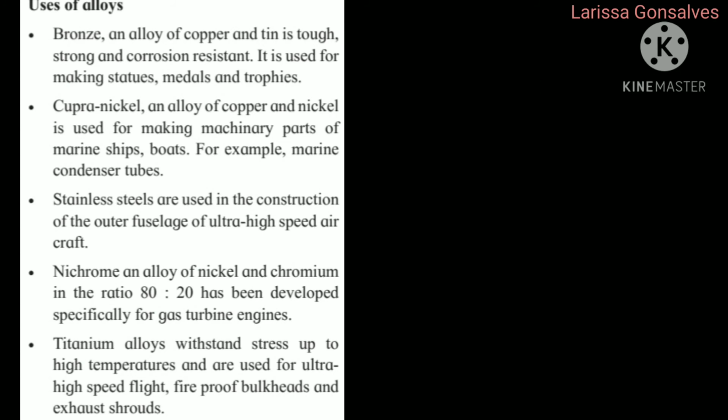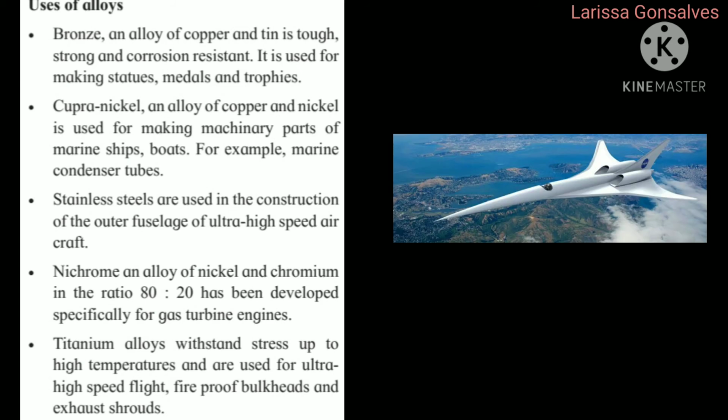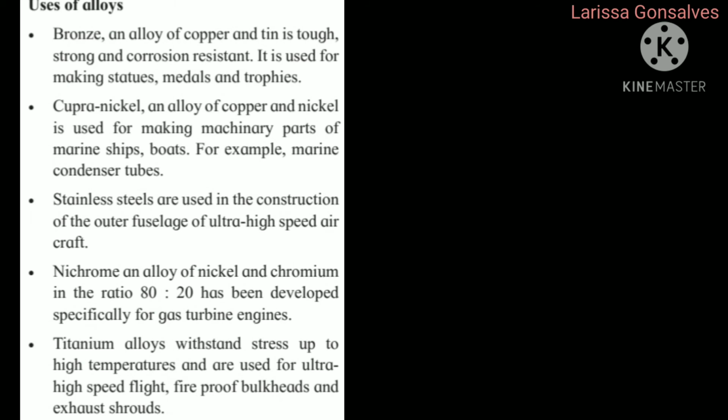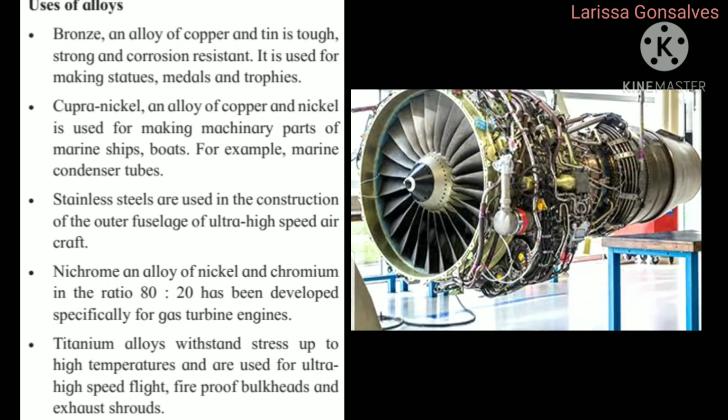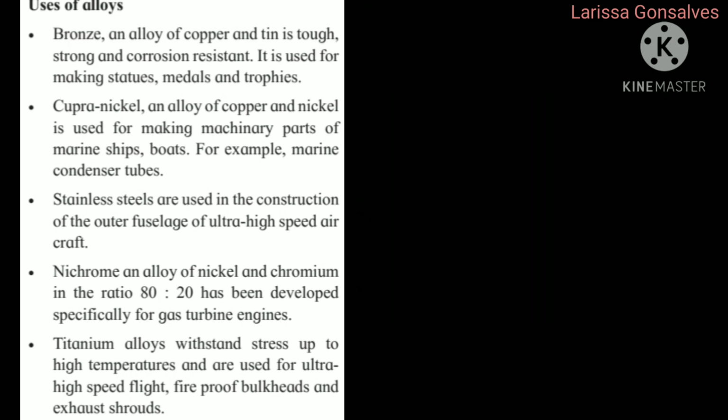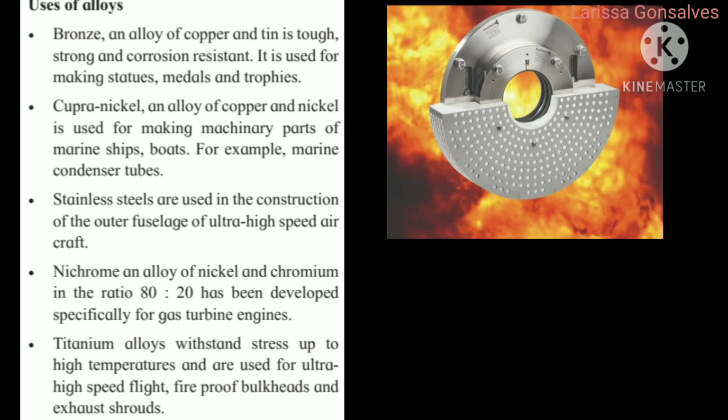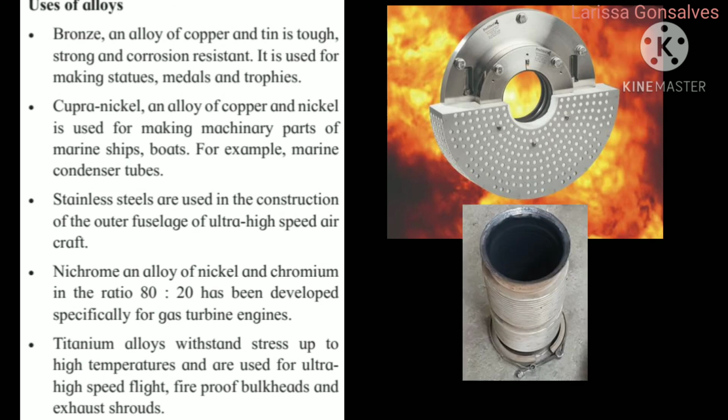Stainless steel is an alloy which is used in the construction of fuselage of ultra-high-speed aircraft. Nichrome is an alloy made up of nickel and chromium, and it is used in gas turbine engines. Titanium alloys can withstand high temperature, and hence it is used in ultra-high-speed flights, fireproof bulkheads, and exhaust shrouds.